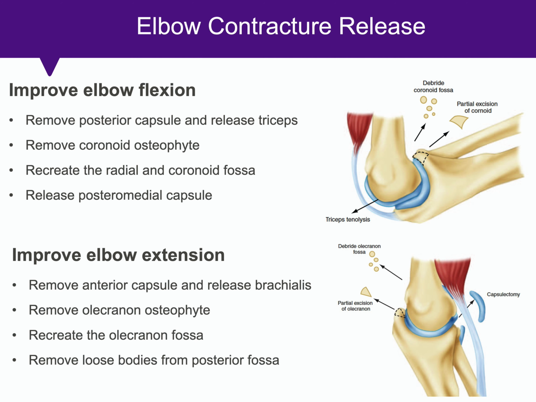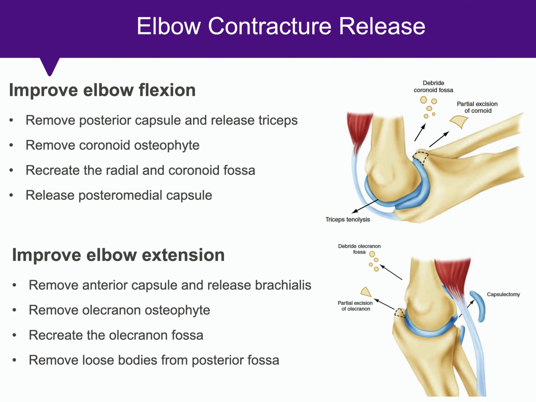So if we have to improve elbow flexion, we want to release the tight structures posteriorly, and we want to decompress the mechanical block anteriorly. So this would entail removing the posterior capsule, doing a triceps tenolysis posteriorly, and anteriorly removing coronoid osteophyte, recreating the radial and coronoid fossa. And if there is severe limitation of flexion, you can release the posteromedial capsule with the UCL, posteromedial part of the UCL.